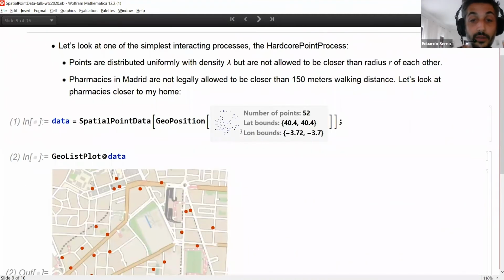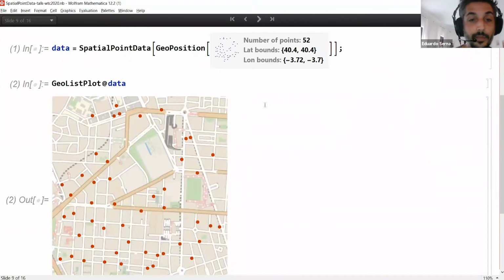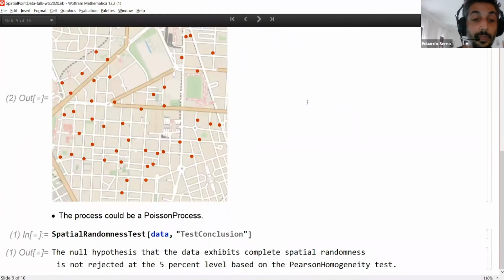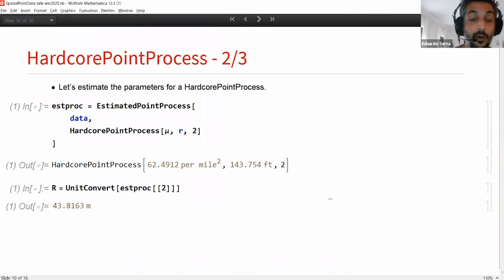Just looking at pharmacies closer to my home, this data I got from a government website. You can see these points represent the pharmacies. And it's always useful to see, could this be just a Poisson process? And in this case, again, we see that it is. But still, we have prior knowledge that suggests that actually a hardcore point process is a better fit for the data, and it will give us more information about the underlying mechanism, the fact that in fact they're not allowed to be closer than a certain distance.